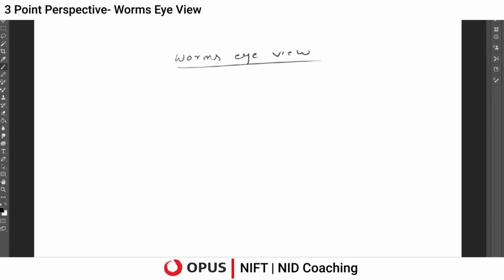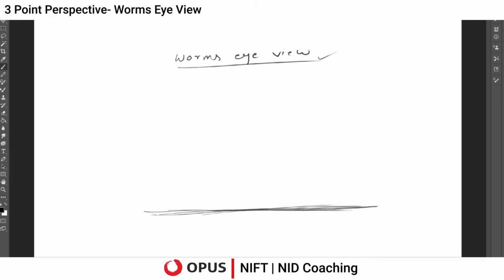Today we are going to discuss 3-point perspective, and that too in worm's eye view. Okay, so now what is worm's eye view? It is the very low angle from which an object or a subject is viewed.